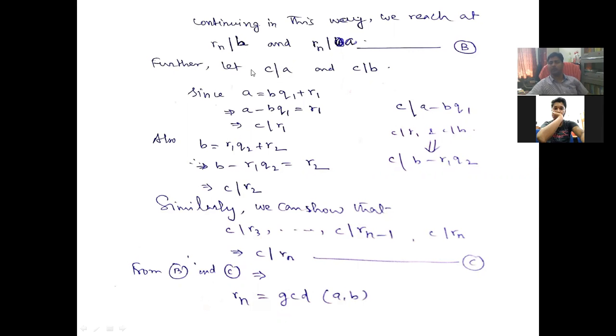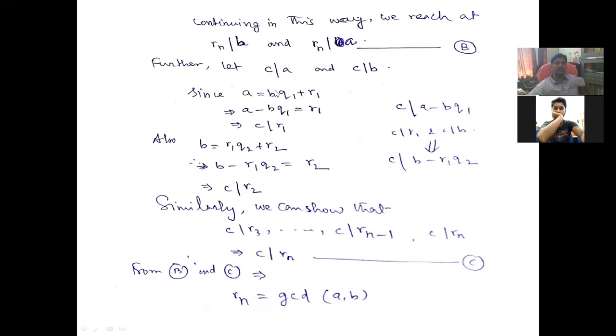Now we take any number C. If C divides A and C divides B, then C must divide Rn. Then we will say that Rn is the GCD of A and B. Up to here, Rn is a common divisor of A and B. Now to prove Rn is the GCD, you take another number C. Suppose C divides A and C divides B, then C must divide Rn. This you have to prove. Here is the proof that C divides Rn.